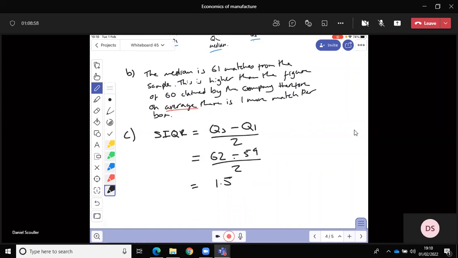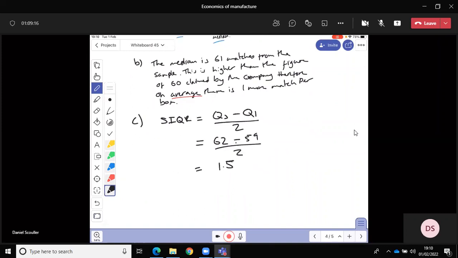3 over 2 is 1.5. On its own, that doesn't tell us much. Semi-interquartile and interquartile only tell us something if it's used for some sort of comparison. So the semi-interquartile range is 1.5.